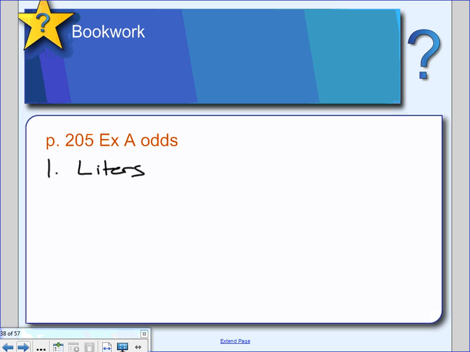Okay, and if any of you ever have one of the big bottles of soda, you can often buy a liter bottle of soda or a 2-liter bottle of soda. So that should be something you're familiar with. Okay, number three, a dose of medicine. Well, usually those are taken in very small amounts, so the smallest unit we have here is milliliters.